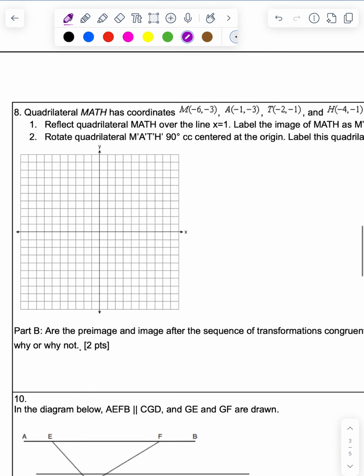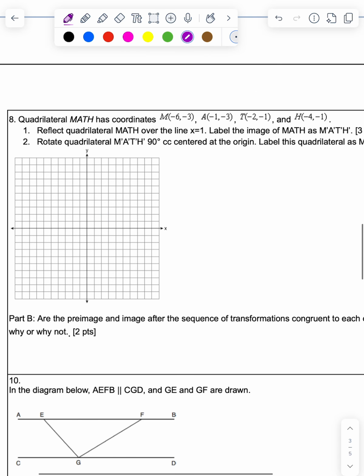Okay, this one over here. So I'm going to take a moment and I'm just going to graph the quadrilateral.